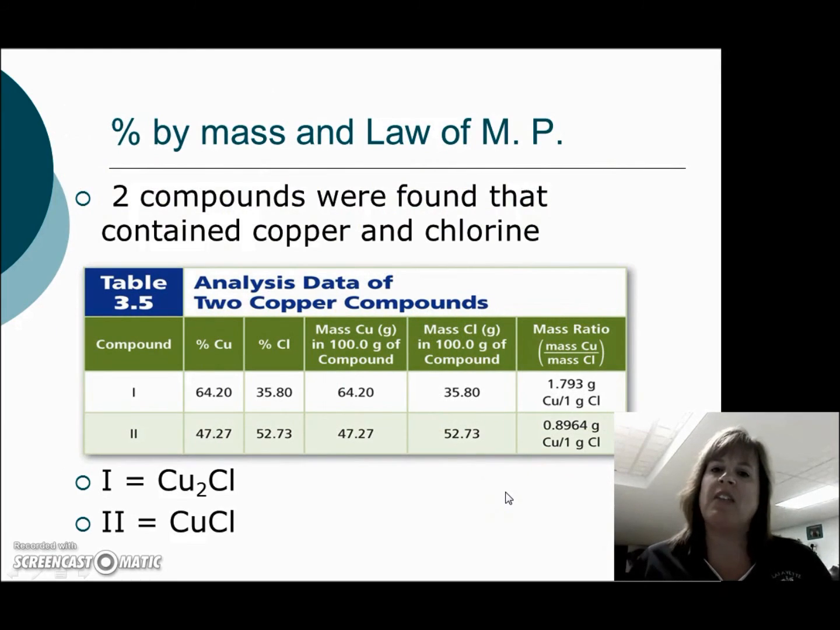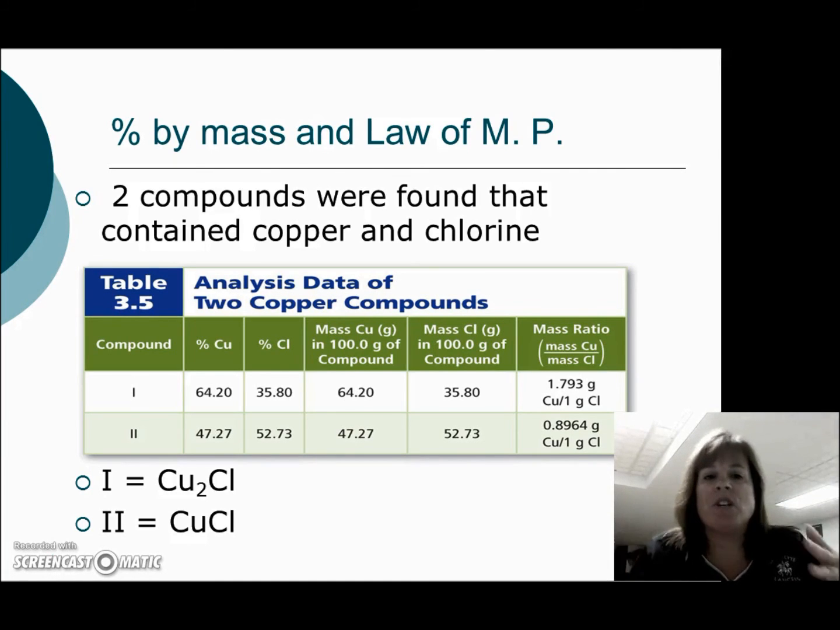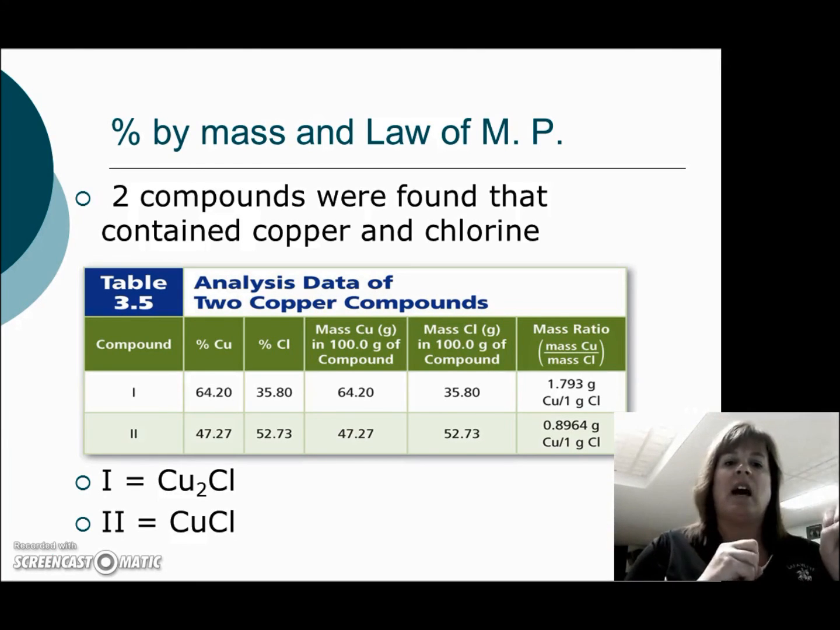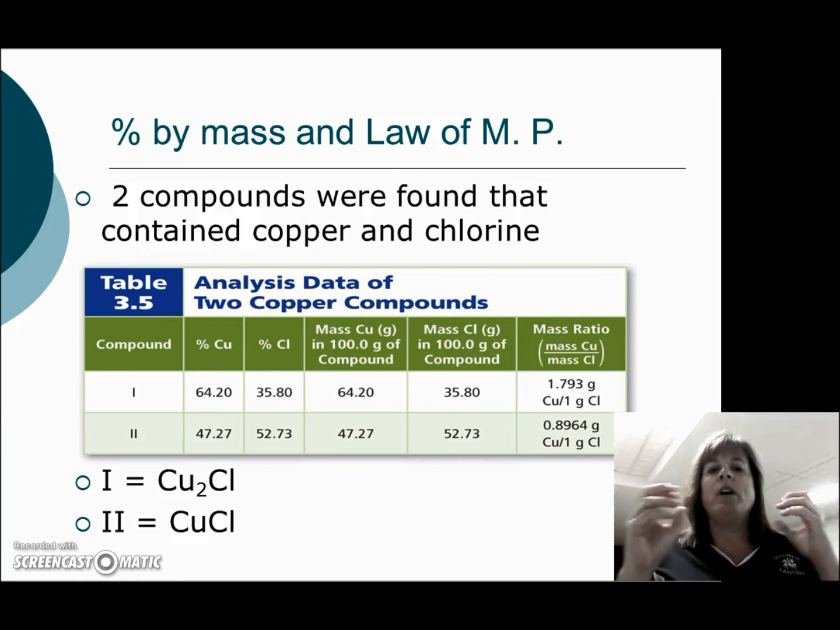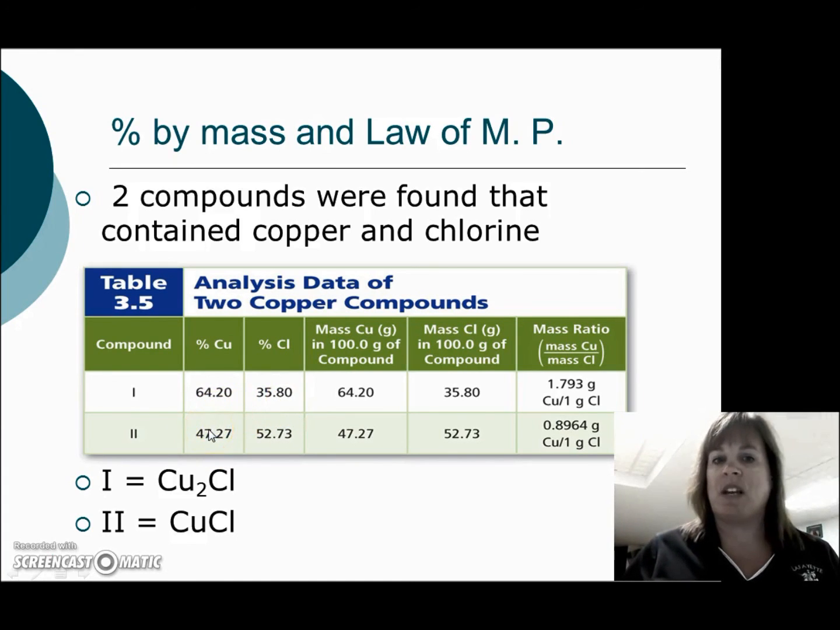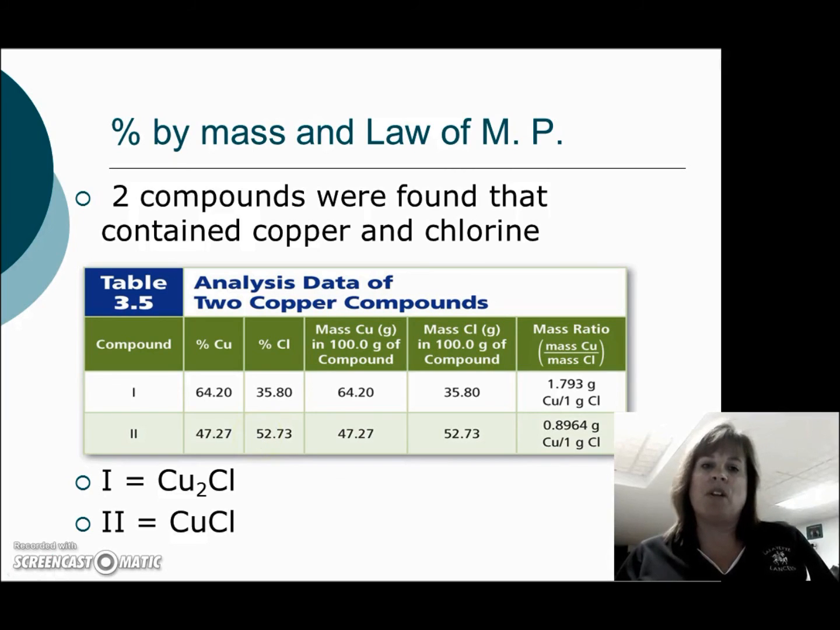So how do we work with these together? Remember, the law of multiple proportions said that you can have different compounds made out of the same elements, but they have to be in different proportions. And in fact, if we took two copper compounds that we found and we broke them into copper and chlorine, we would find that there are two different types. In compound 1 here I have more percent copper by mass than chlorine, whereas in compound 2 I actually have less percent copper by mass than chlorine. And so that means that these compounds must have different numbers of coppers to chlorine.